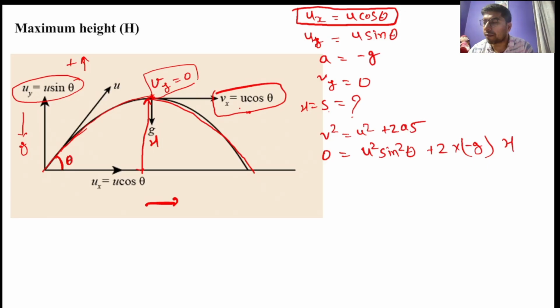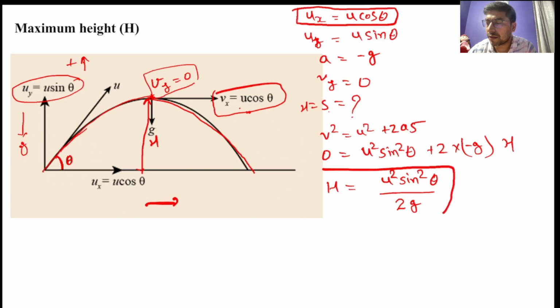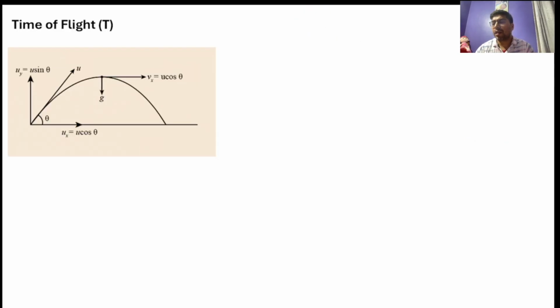Clear? So from here if we solve, we will get h equal to u square sin square theta divided by 2g. Clear? What did we have to use? We had to use the third equation of motion, and we got the maximum height. Clear? Okay. Now move to the next.